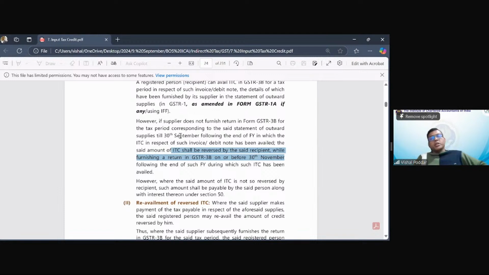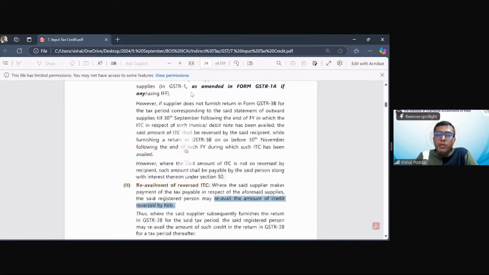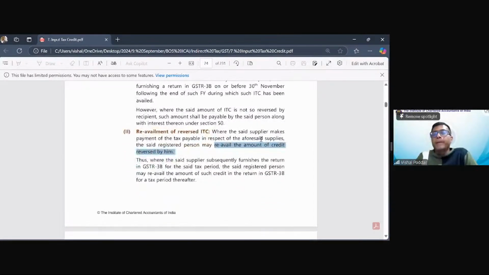If he does not do this, then in the next 2 months, that is up to 30th of November, I should reverse the ITC. Now, this ITC which I am reversing, I can reclaim the moment my supplier files the return. So if he files up to 30th September, no need to reverse. My ITC becomes final. If he does not file it by 30th September, up to 30th November, that is in next 2 months, whatever returns I am filing, I should reverse the ITC in those returns. And then in future, whenever he files a return, I will get the credit.